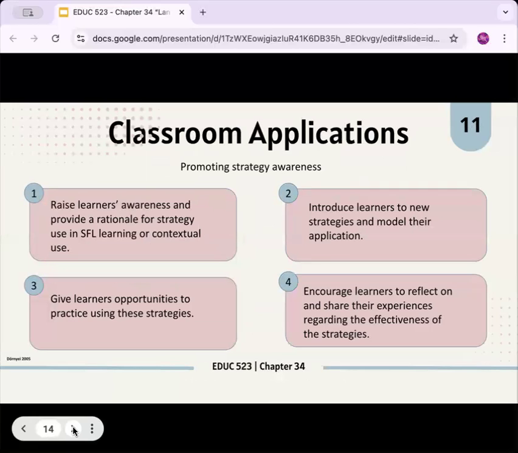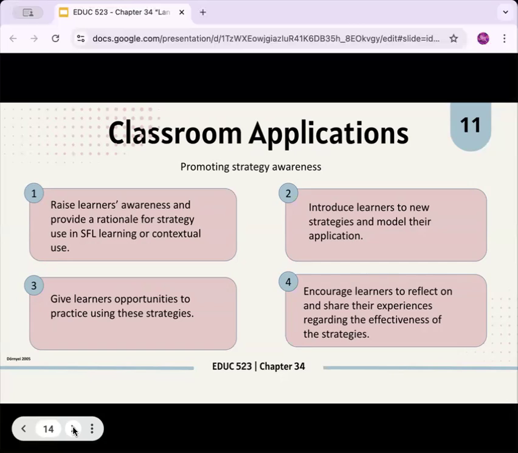We're going to move into classroom applications. When considering classroom applications for teaching strategies, we must reflect on how strategy awareness is promoted. Researchers such as Dörnyei propose four general goals for effective strategy instruction. The first goal is to raise learners' awareness and provide the rationale for strategy use, the second, the use for foreign language learning or contextual use. The second goal is to introduce the learners to new strategies and model their application.